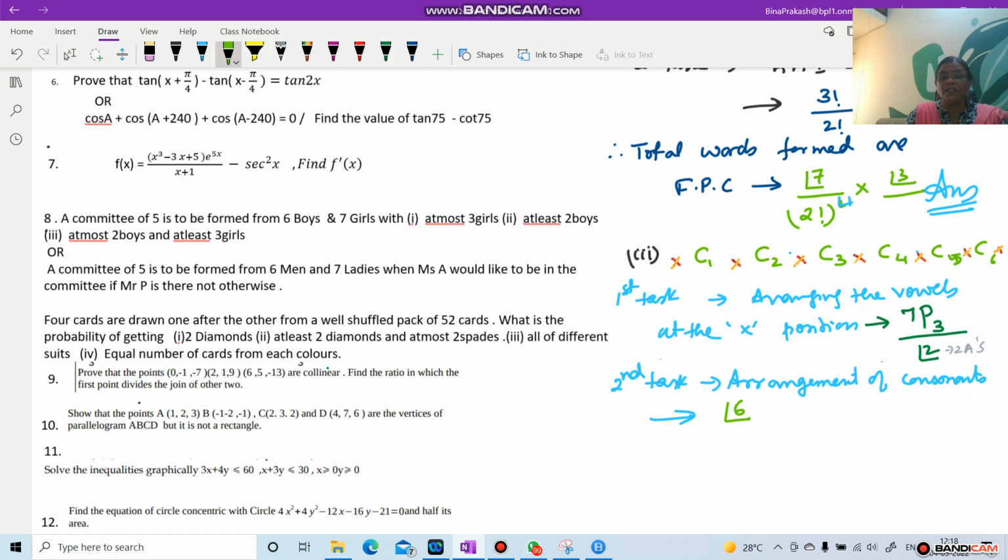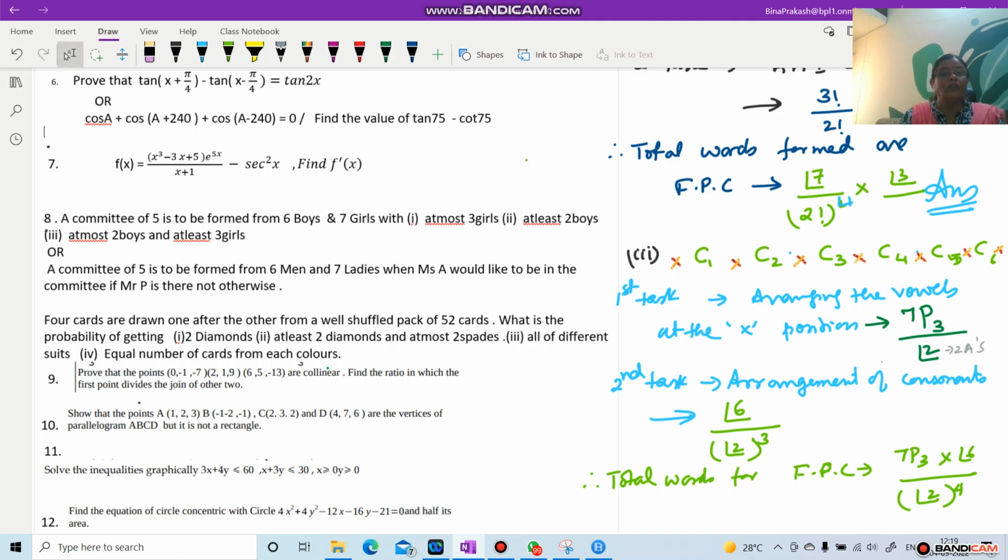They can be arranged in 6 factorial upon 2 factorial for the C's, 2 factorial for the S and 2 factorial, that is there are three 2 factorials. So together, therefore, total words formed as per the principle of counting is 7P3 multiplied by 6 factorial upon 2 factorial to the index 3. So that's how we take up this question, right?